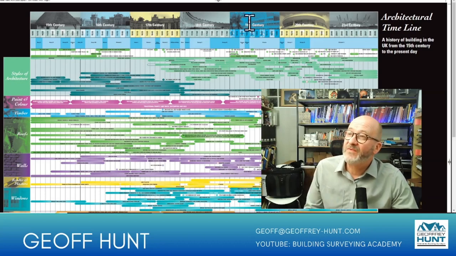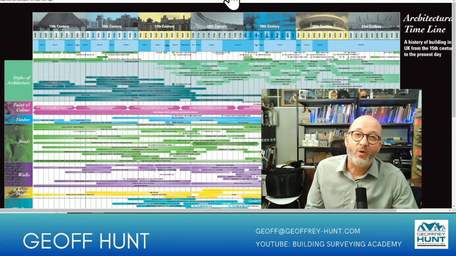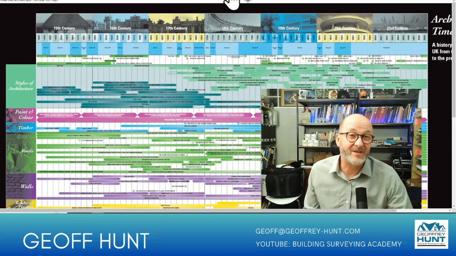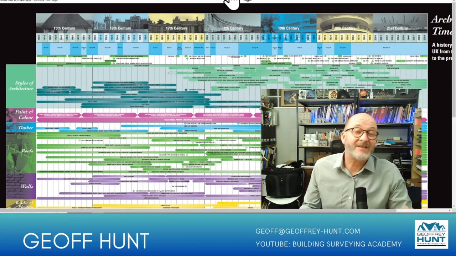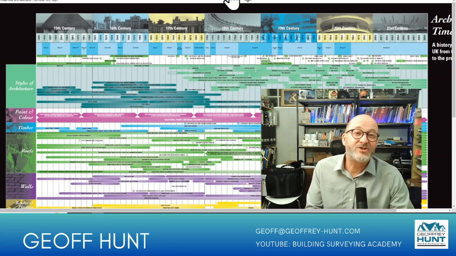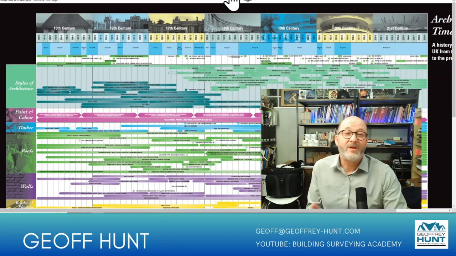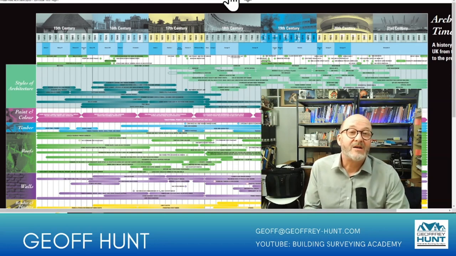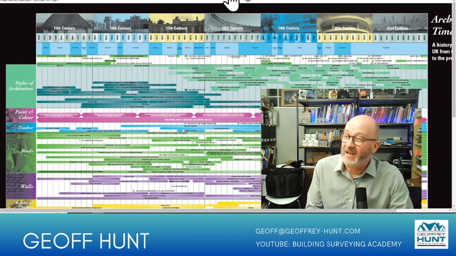And so this chart starts with all the kings and queens of England at the top, because that's how we generally categorize the eras of construction. Then I put in some useful history markers that really did change the way we build. For example, the Fire of London, the brick tax and things like that.